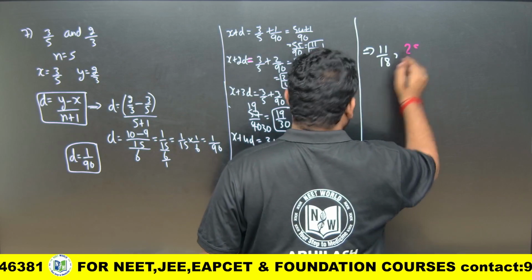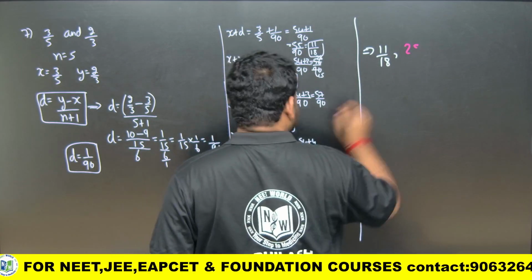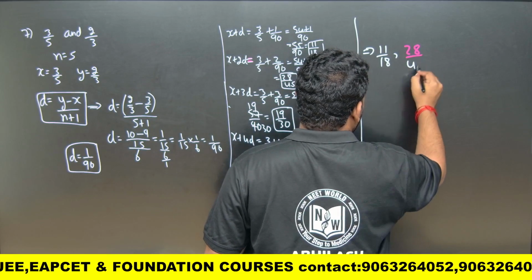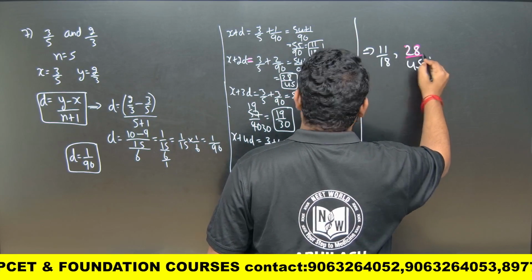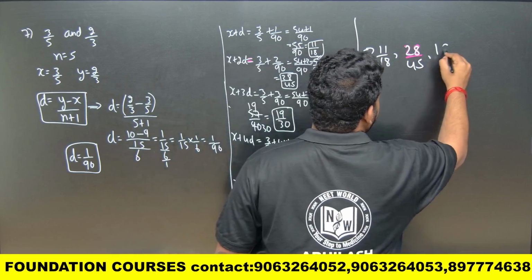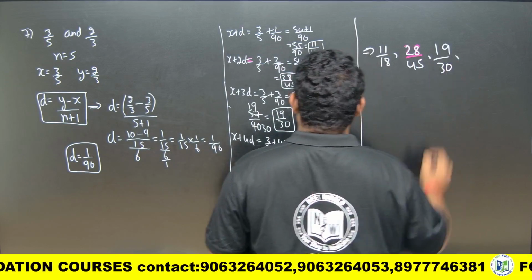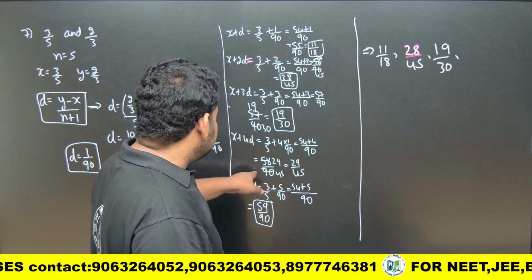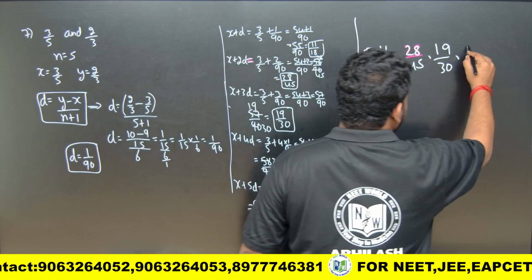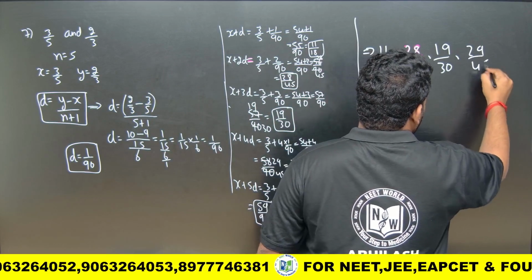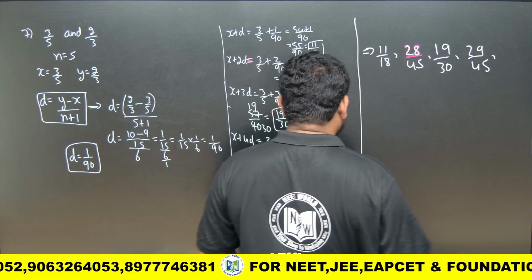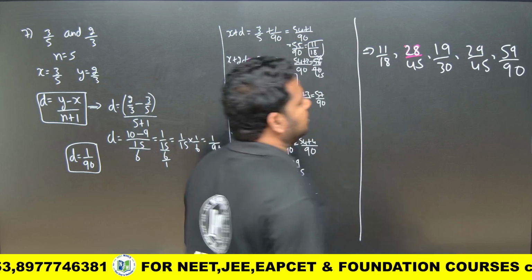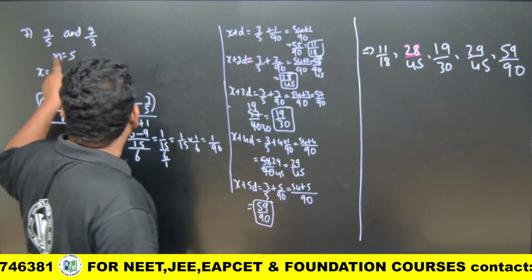The second number is 28 by 45. The third number is 19 by 30. Now, this is 29 by 45. The next number is 59 by 90. These are the 5 rational numbers between 3 by 5 and 2 by 3.